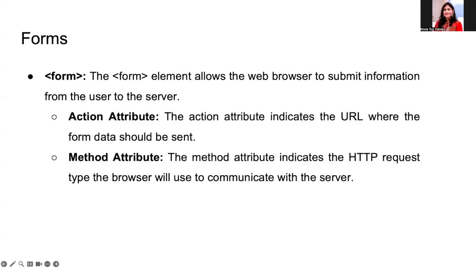The second is the method attribute. This tells the browser how to send the data. Usually that's done using an HTTP request type like get or post. Get is often used for simple requests like search queries where data is sent in the URL, and post, on the other hand, is used when we need to send more secure or larger amounts of data like login credentials. So the form element, action, and method define what the form does, where the data goes, and how it gets there.